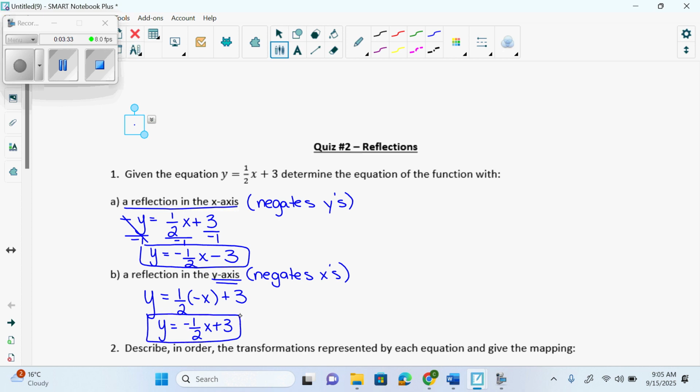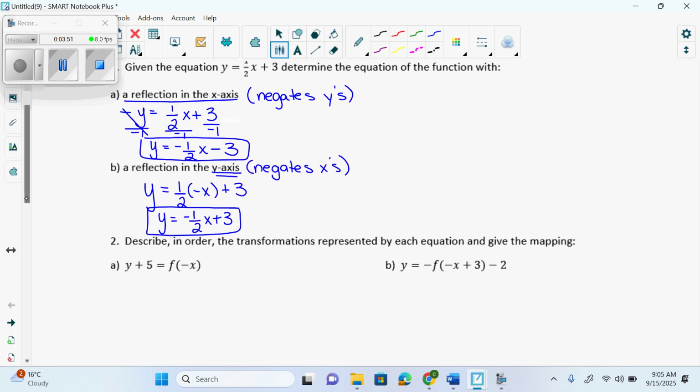And it makes sense that that would stay the same, that plus 3, because plus 3 is the y-intercept. And the only thing that isn't going to change is the y-intercept, because it's on the y-axis, and the y-axis is where the points don't change. It's where your invariant points lie. It's where your x's are 0.